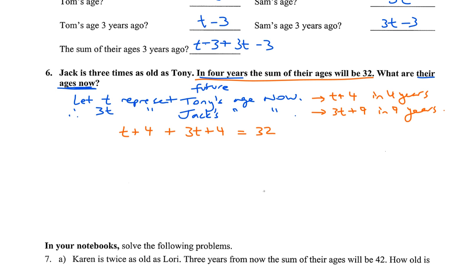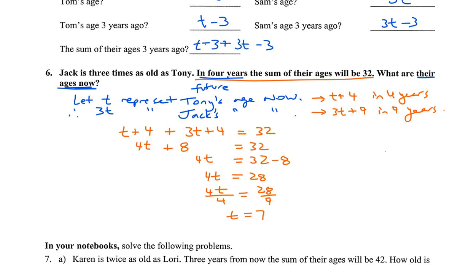Okay, so let's solve this. I'm going to have a t and a 3t, that's 4t, plus 4 and plus 4 is plus 8, equals 32. Subtract 8 from both sides, gives me 32 minus 8. 4t equals 28. Divide both sides by 4. So t is equal to 7.